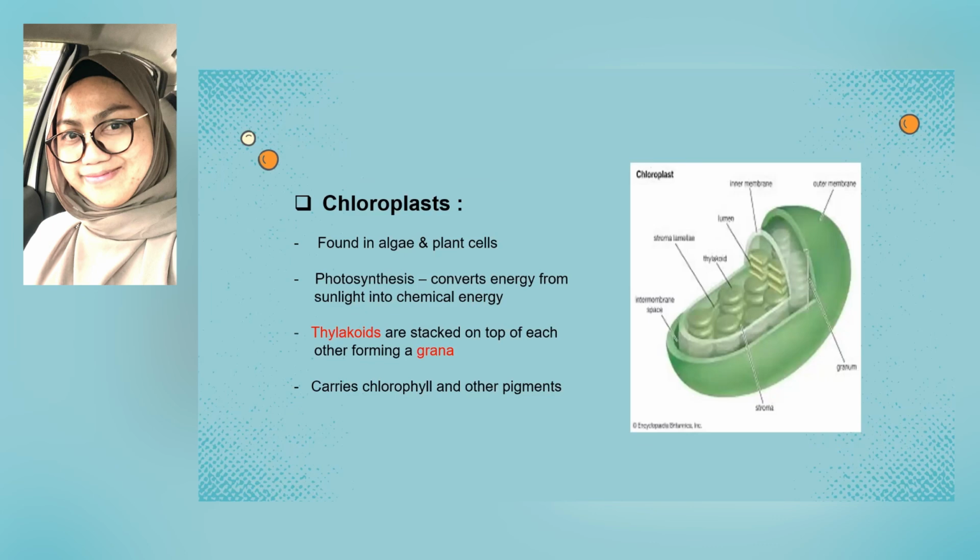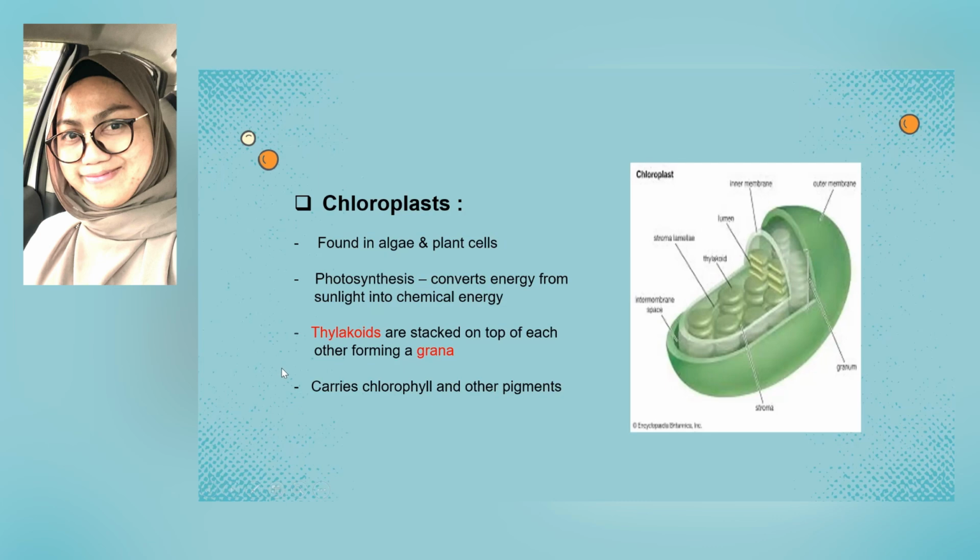Chloroplast. Chloroplast is found in algae and plant cells. It is not found in animal cells. It goes through photosynthesis. The function of chlorophyll is to go through photosynthesis, which converts energy from the sunlight into chemical energy.